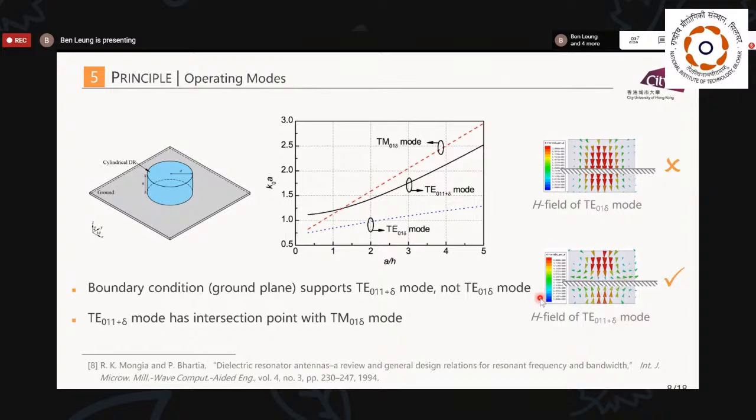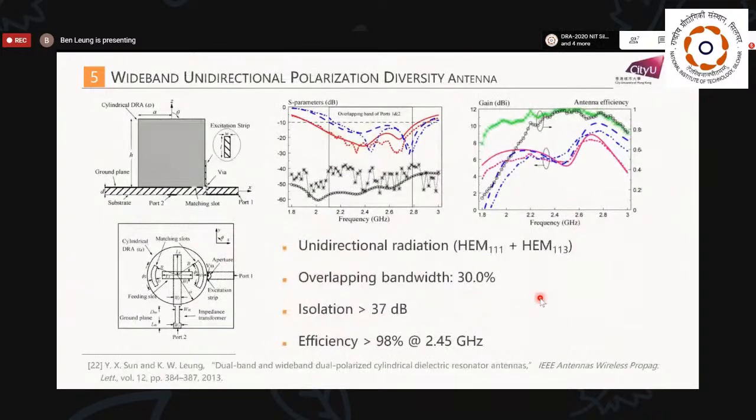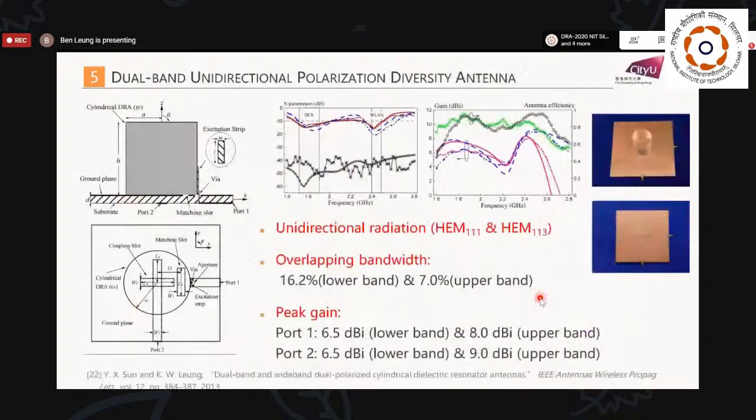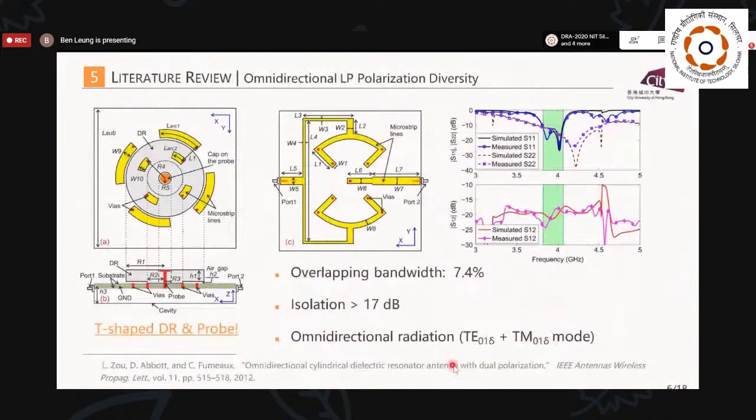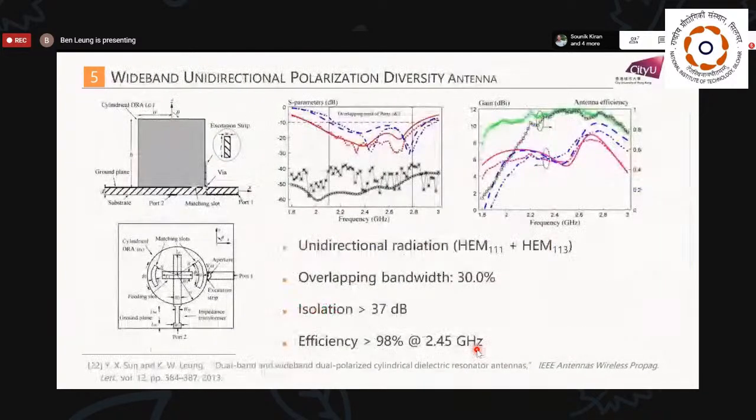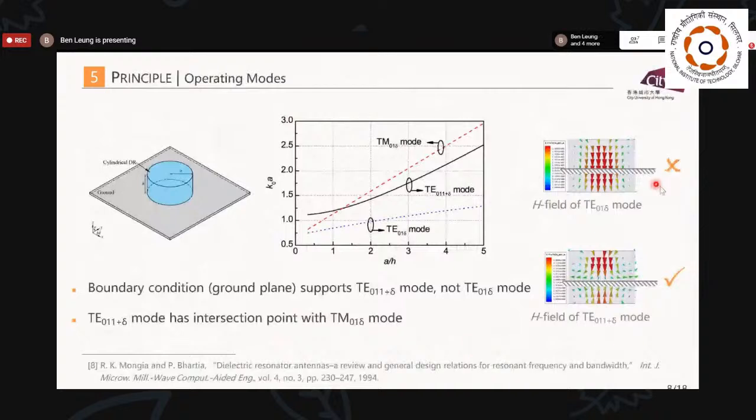So here, if we go back to Dr. Thermal's design, they use the TE01 delta mode. So in fact, this mode in general should not be supported by a grounded DRA. This can be analyzed here. So we use the TE01 plus delta mode for the TE mode.